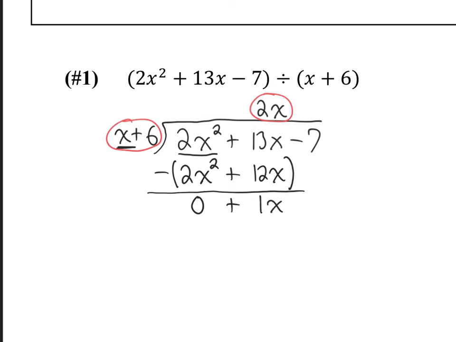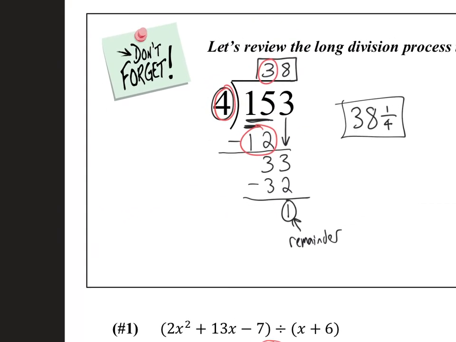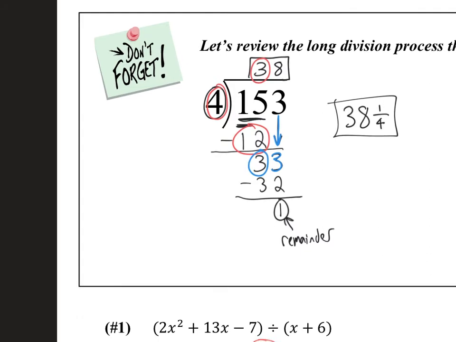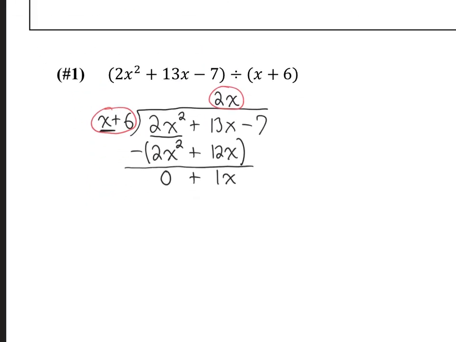Okay. Now, what was the last step we did after we figured out what it subtracted to? After we subtracted, we got this. What did we do next? Well, we brought down the next number. So we're going to do the same kind of thing right here, except we're going to bring down the negative 7.